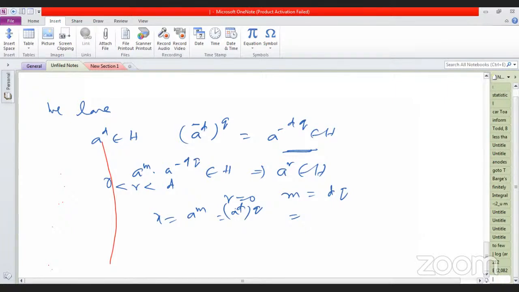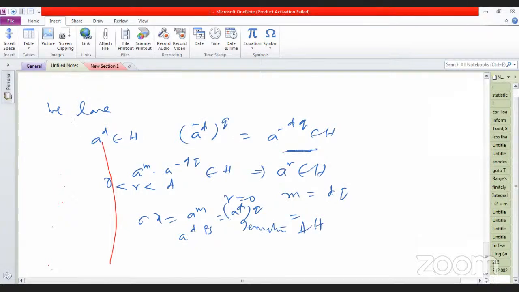As per these conditions, every element of H is an integral power of A power d. It is correct or not? Yes, because m is equal to dq plus r, m minus dq is equal to r, so that is the element of A power d. So A power d is generator of H.